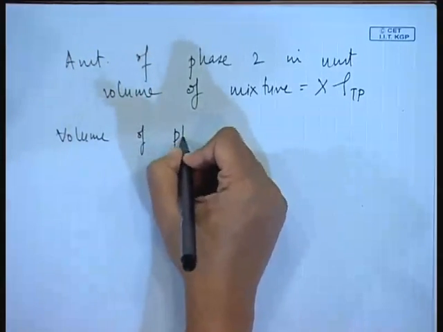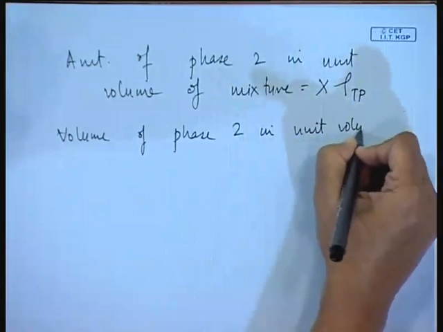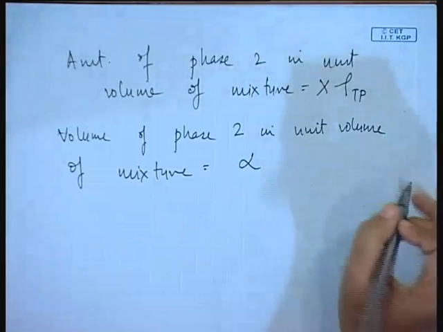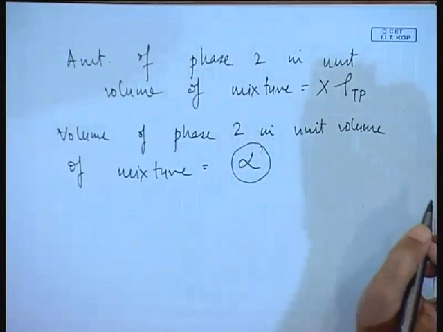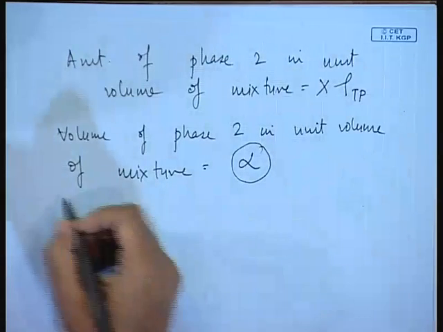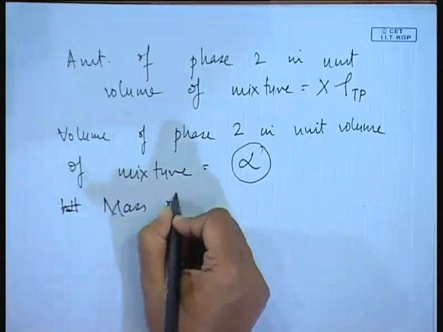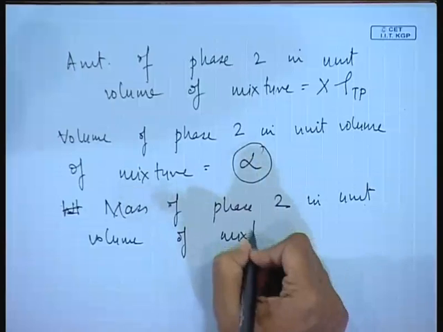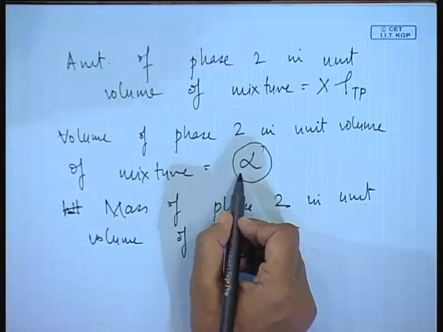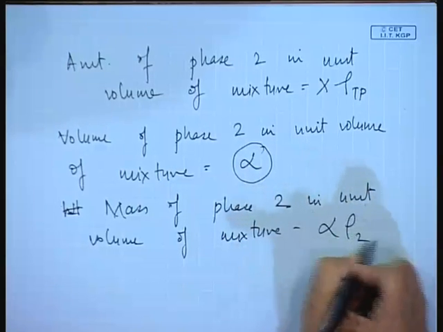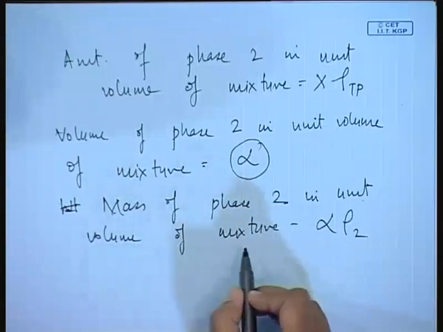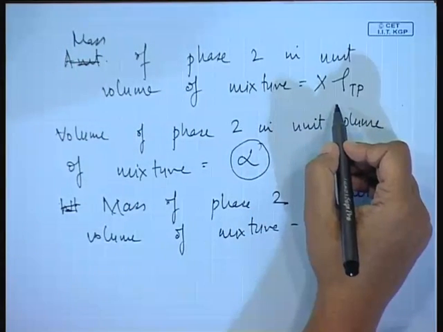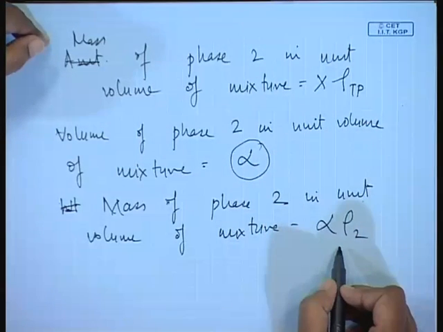So, therefore, the volume of phase 2 in unit volume of mixture equals alpha cc or liter, whatever it is. What is the weight of this alpha meter cube or alpha liter of phase 2? Let me write, mass of phase 2 in unit volume of mixture. In unit volume of mixture, the volume of phase 2 is alpha. What will be the mass of this? Alpha into rho 2. So, we find that mass of phase 2 in unit volume of mixture is alpha rho 2, and this is also x into rho TP. Correct? So, therefore, x rho TP has to be equal to alpha into rho 2.